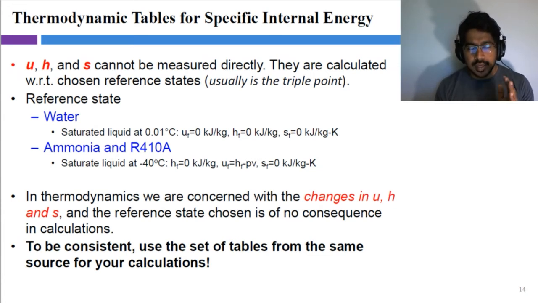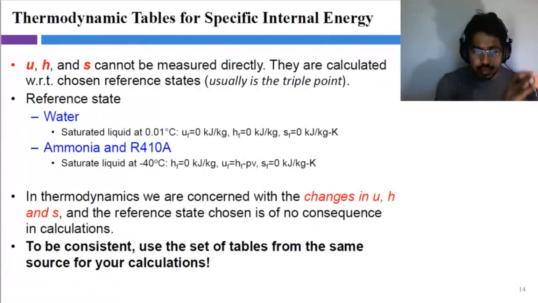This is why I said to you earlier that don't mix up two property tables. If the reference point of one property table is not the same as the other, that is a problem. You can use the compressed liquid table and saturated liquid table and get the values from both tables and use them in combination. That's a different story. But don't mix up this table set with another table set and go back and forth. Stick to one reference when you are trying to determine the properties.